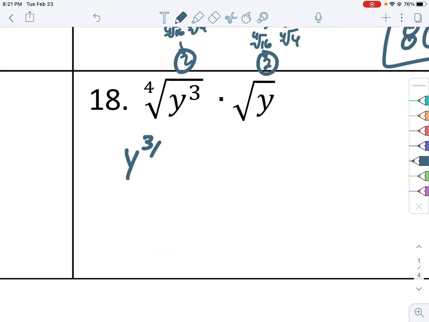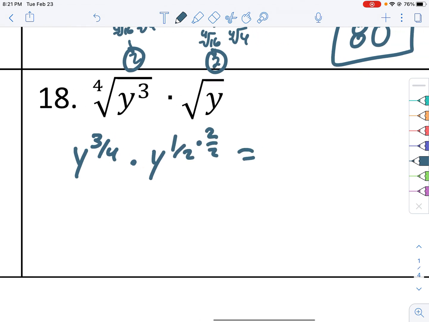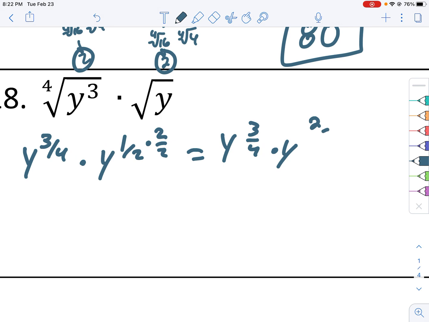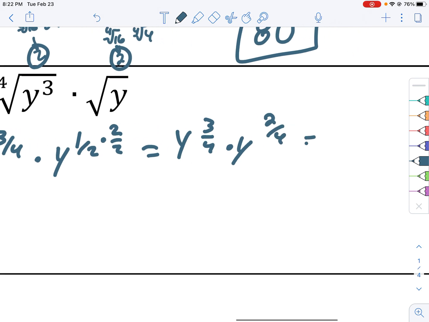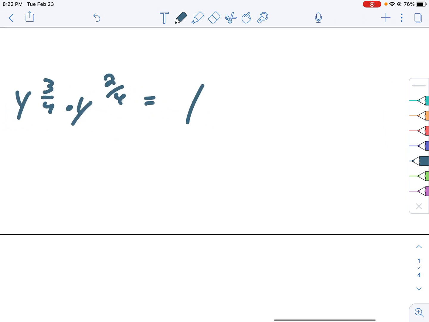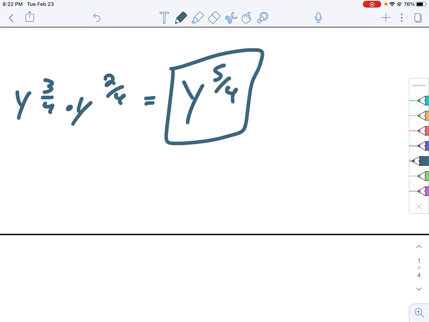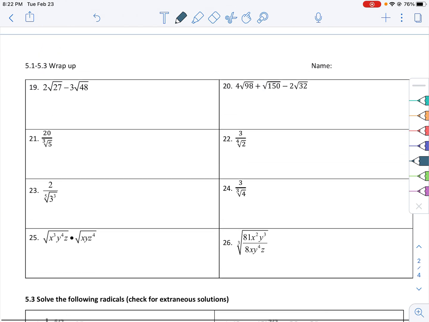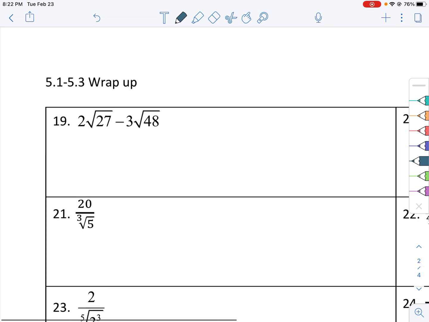Next up, we have y to the 3/4 multiplied by y to the 1/2. So just multiply that by 2 over 2. So that's y to the 3/4 multiplied by y to the 2/4. 3 plus 2 gives us y to the 5/4. All right? And that is all of the first page. So let's then dive into this next page.